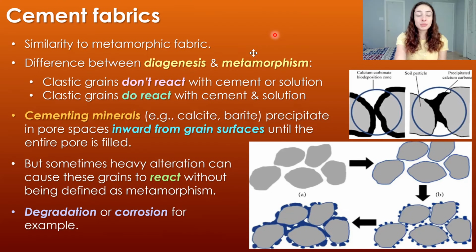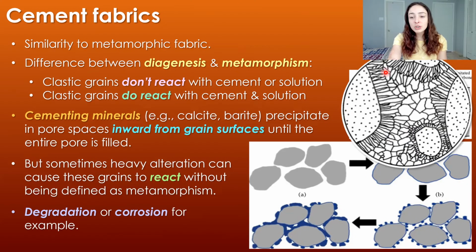However, there are some exceptions when you have heavy sedimentary alteration that's not defined as metamorphism, where those clastic grains do react with the solution and cement. And that is typically an example of degradation or corrosion. Maybe there's acidic solutions or whatever it might be that cause those clastic grains to join in the reaction, but it's not necessarily under the high temp and pressure of metamorphism. So there are exceptions, but in general, cementing minerals basically precipitate in pore spaces inward from the grain boundaries.